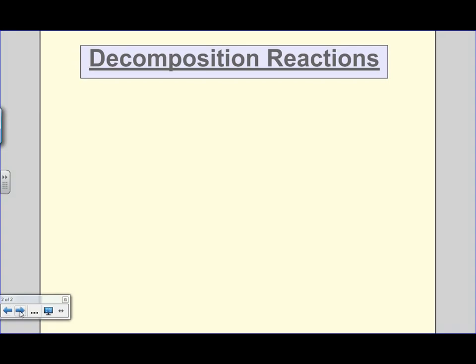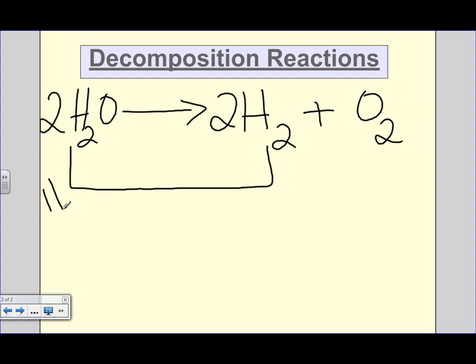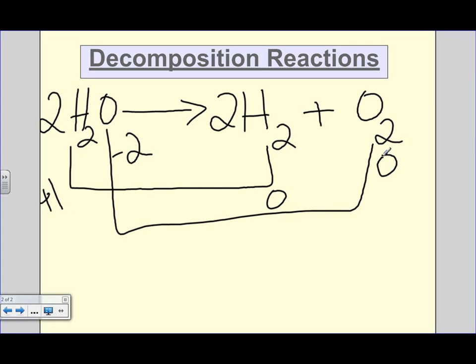Now, decomposition reactions, this is where one thing decomposes to produce two or more products. So the basic example that we always see in chemistry is the decomposition of water to make hydrogen and oxygen. And again, what you'd see here by doing this is you'd see that the hydrogen is going from a +1 oxidation number to 0, while the oxygen is going from a -2 oxidation number to a 0. So again, we've got redox going on.